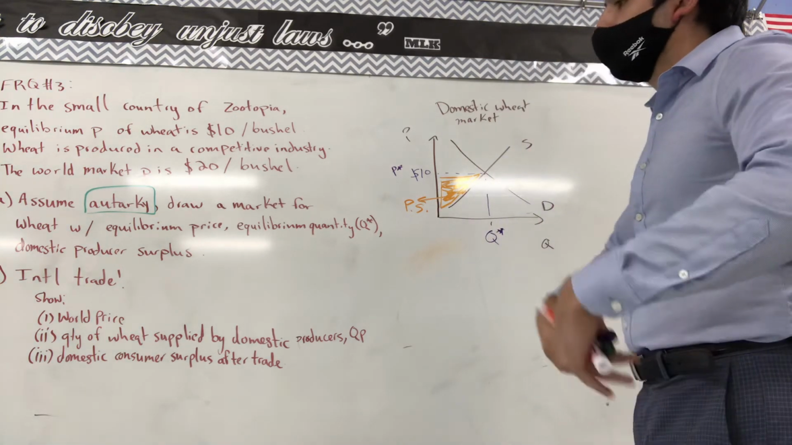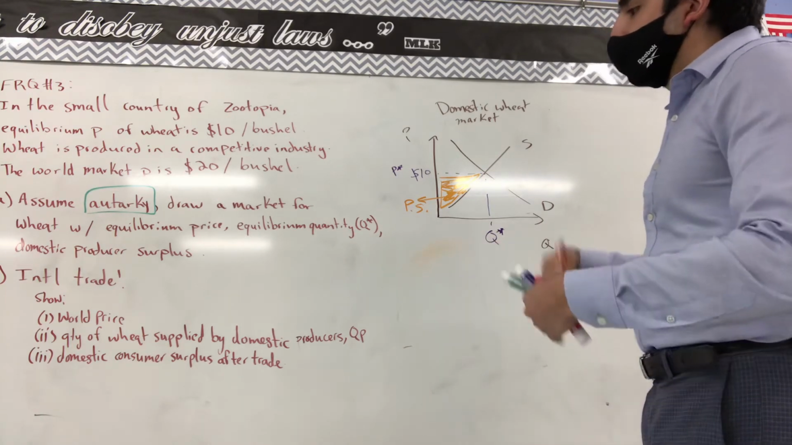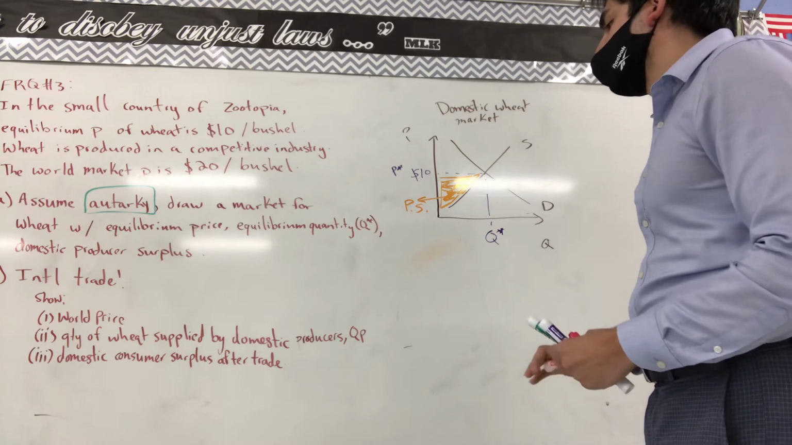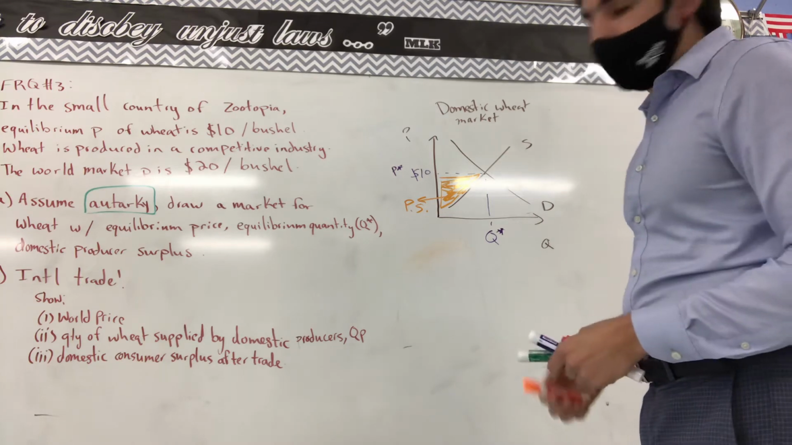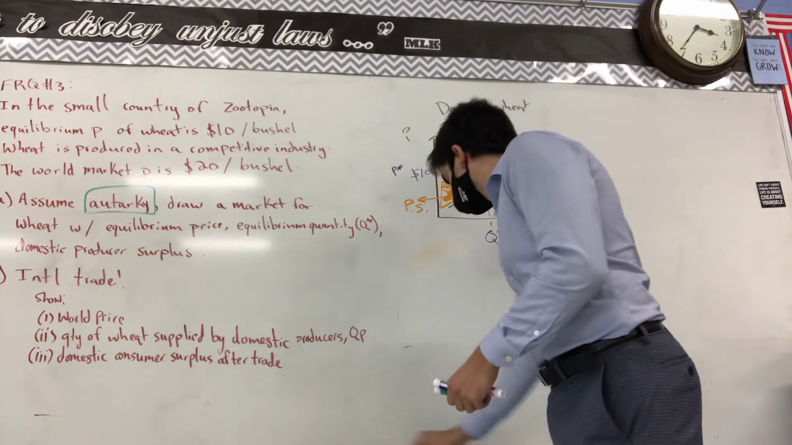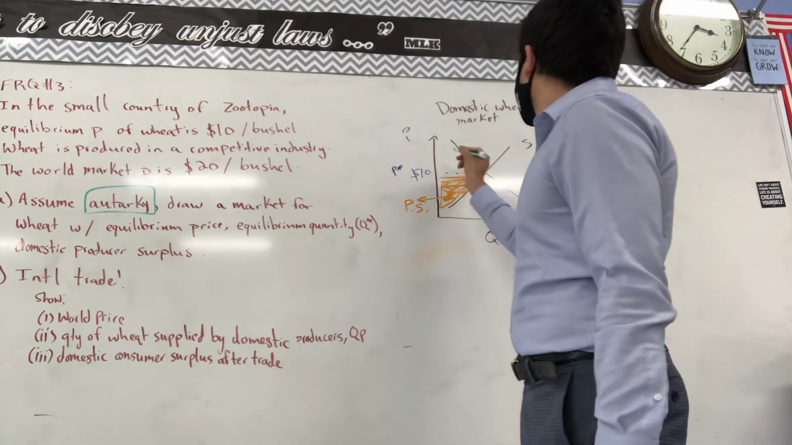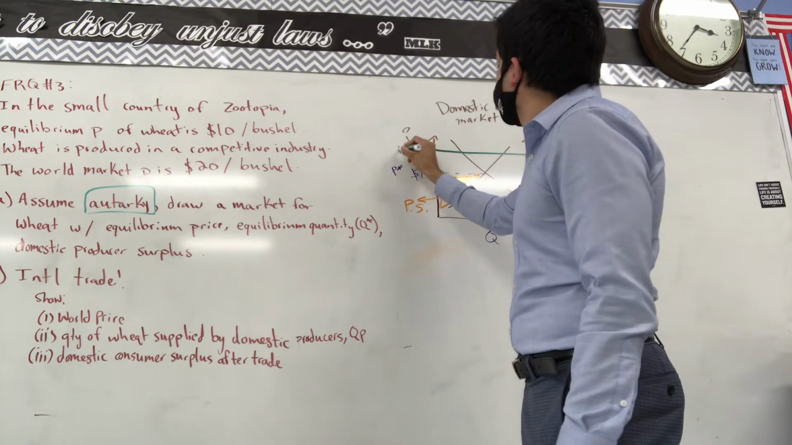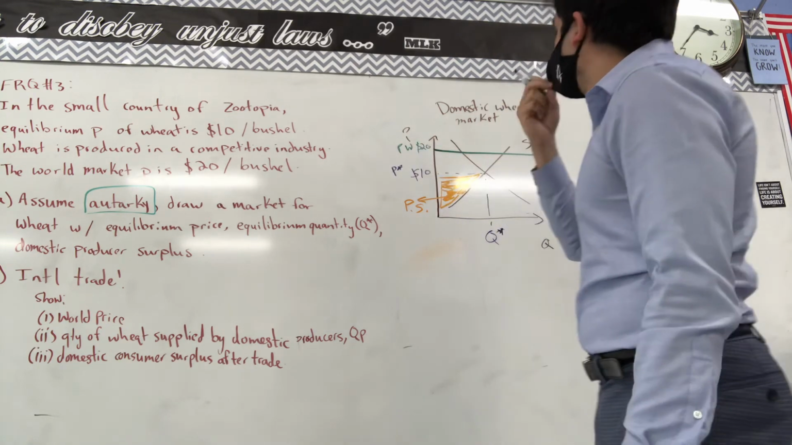Then it says assume international trade, right? It wants you to label the world price, the quantity of wheat supplied by domestic producers, QP, and domestic consumer surplus after trade. The world price is going to be higher than the P star, right? It's going to be P world, which is $20 per bushel.